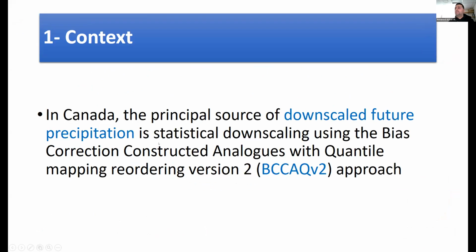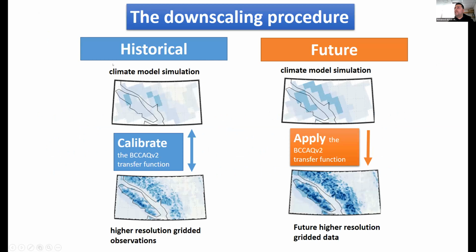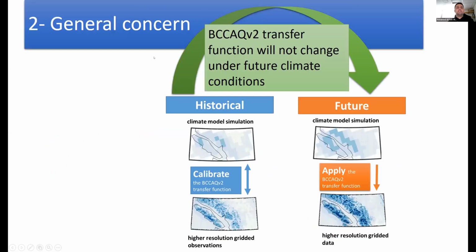So in Canada, the principal source of downscaled future precipitation is statistical downscaling using the BCCAQ version 2 approach. In the statistical downscaling procedure, we take the climate model simulation over a suitable period, and we calibrate the BCCAQ using high resolution gridded data. Then over the future period, using climate model simulation, we apply the calibrated transfer functions to obtain future higher resolution gridded data sets. The concern in this approach is that the BCCAQ transfer function will not change under future climate conditions. This assumption, however, cannot be tested using observations because we lack future observations.